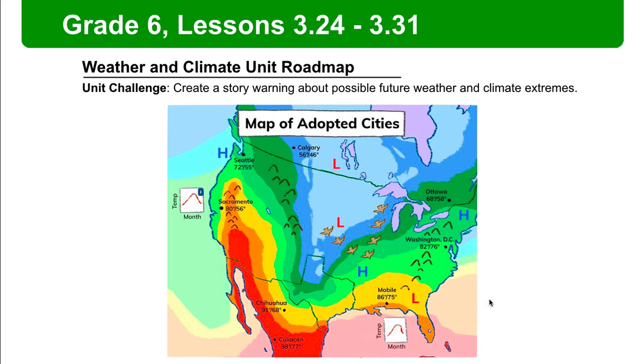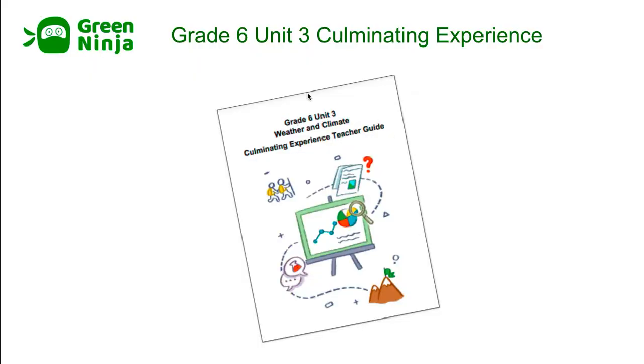Thus far in the unit, we focused in on what factors influence the climate of today, but our culminating experience will have students imagining what their cities will be like with the climate of the future that has more weather extremes. They'll demonstrate everything that they've learned in this lesson sequence, the unit's culminating experience. Check out the PDF Culminating Experience Teacher Guide in Lesson 3.27.